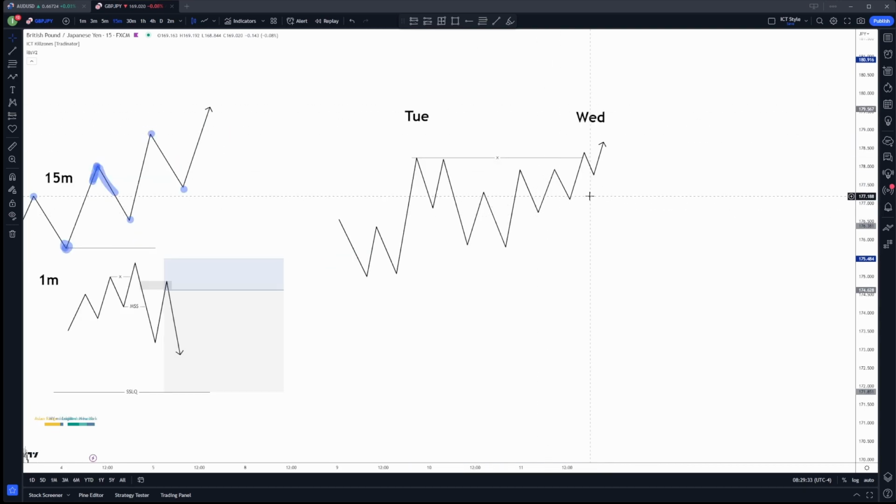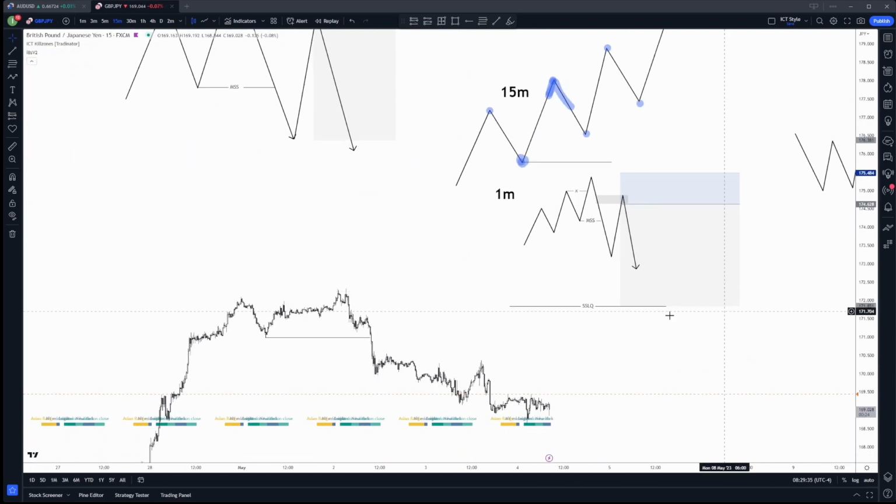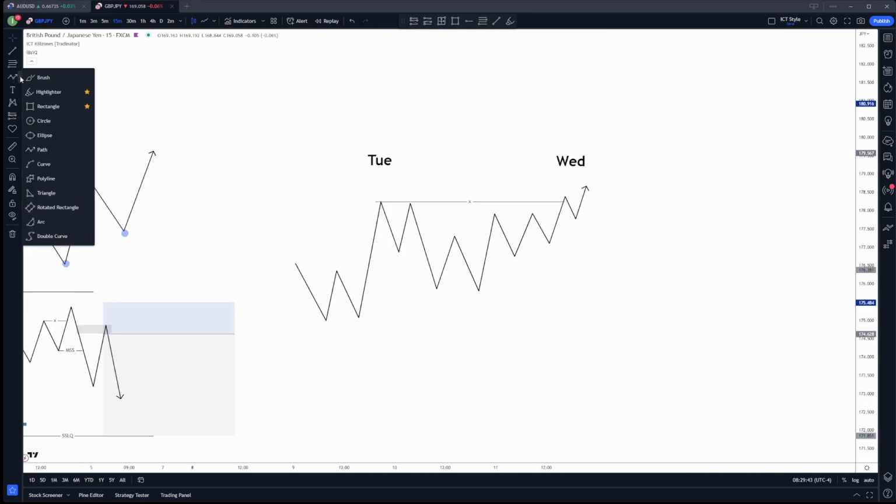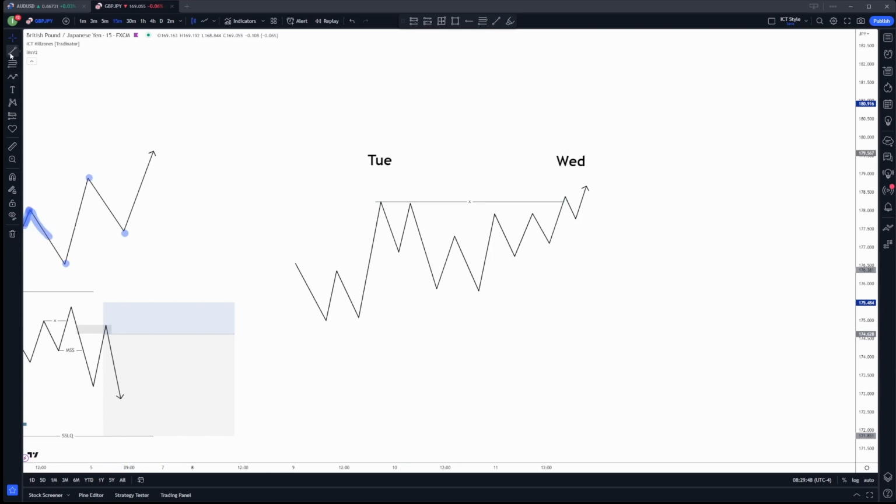Now, as soon as we take that out, what do we know? Again, just to go back to the basics, price is going to either liquidate or rebalance. So what do we look for? We just liquidated the top side. So what do we look for now? We actually look for liquidity that's resting on the sell side, right? Which is going to be, if we take a look right here, these relative equal lows. We have even more relative equal lows right here.